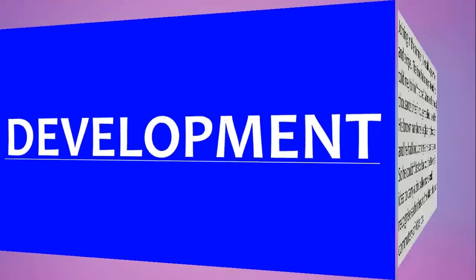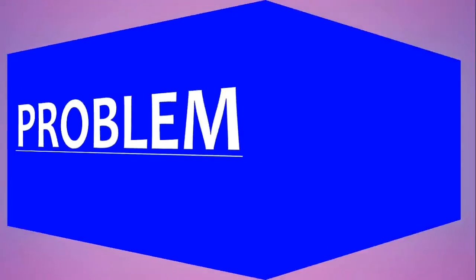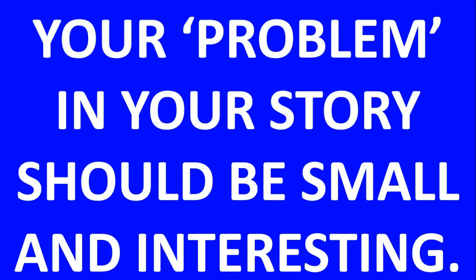Okay, development, just getting to the characters a bit more. So really, this is just getting to know the teenage girl more, getting to know her personality a bit more, getting a bit of history about the Tinder thing. We're also, again, using the devices. So clatter, chaos, and commuters of Waterloo. We're using alliteration. We're using power of three. So problem, okay, a lot of people struggle with this.